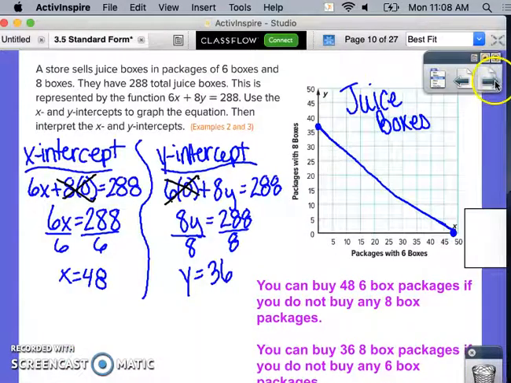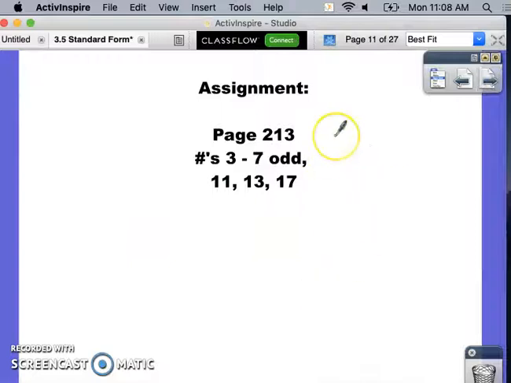All right, we're going to do that word problem tomorrow. This is going to be our assignment, page 213, 3 through 7 odd, 11, 13, and 17.